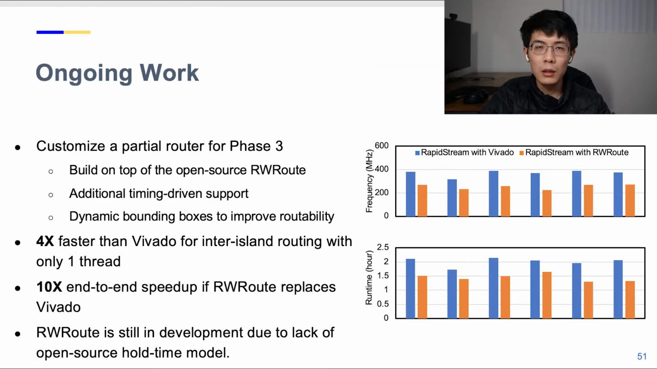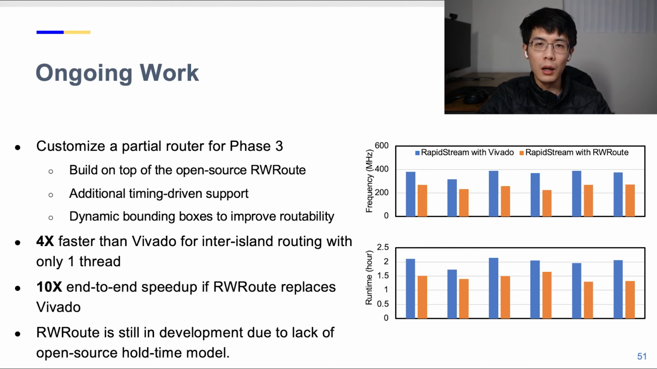To address this long tail issue, we have ongoing efforts to develop a customized partial router, which is specialized for fixing local conflicts. We built the functionality on top of the open source router RWRoute, and we add timing-driven support and dynamic bounding box support to the partial routing module. Even with just one thread, our lightweight router is 4 times faster than Vivado for this specific task. With that, RapidStream can achieve a 10 times speedup end-to-end.